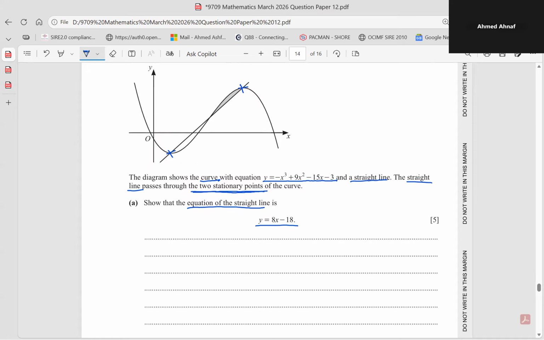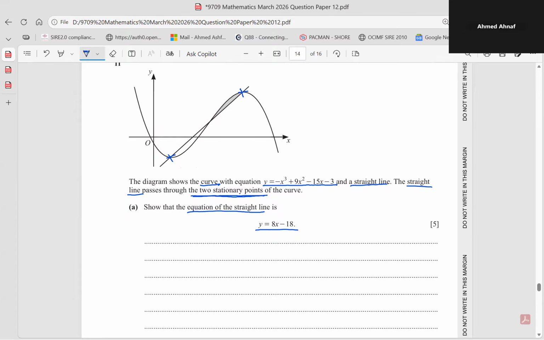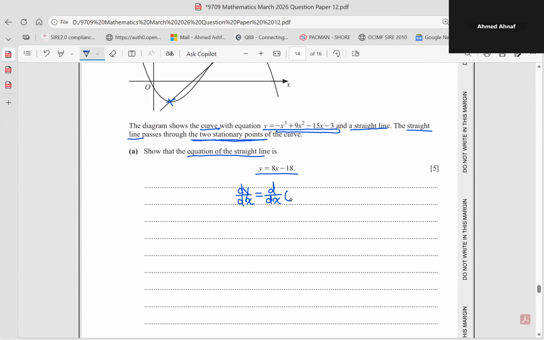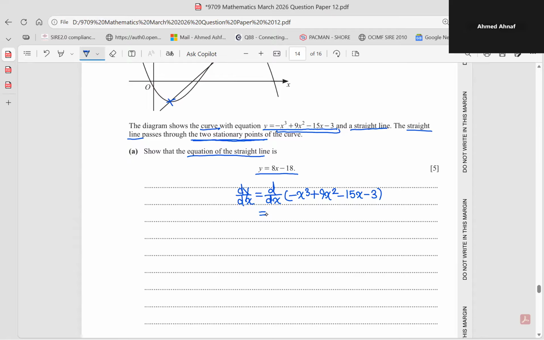To find those, if you see the words stationary points, you should automatically think of dy/dx equals 0. So let's find dy/dx first. dy/dx is equal to d/dx of this entire equation, minus x cubed plus 9x squared minus 15x minus 3. To differentiate it, you just differentiate each term separately and keep the signs in between them.